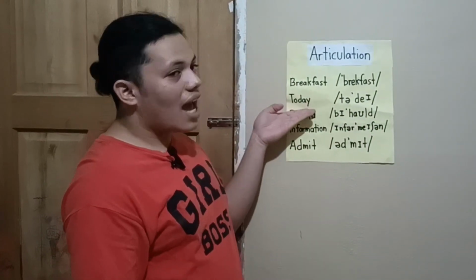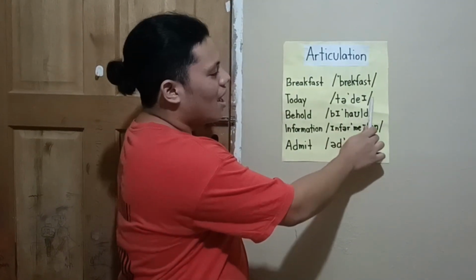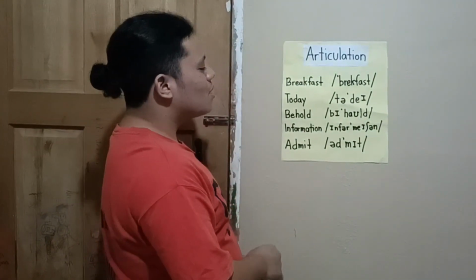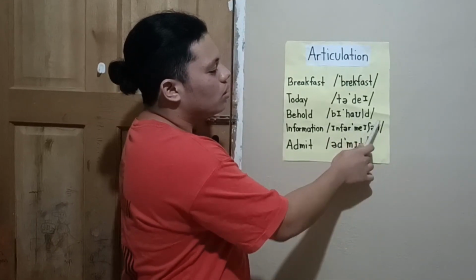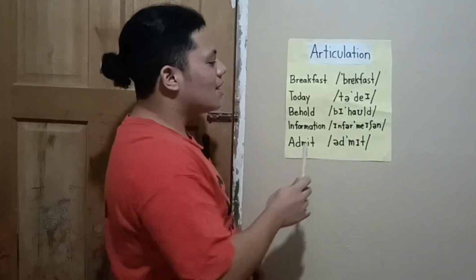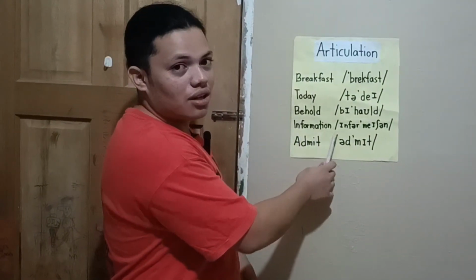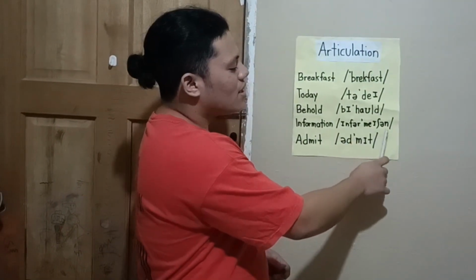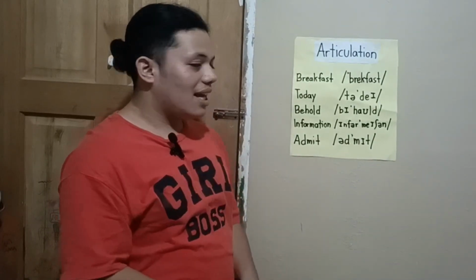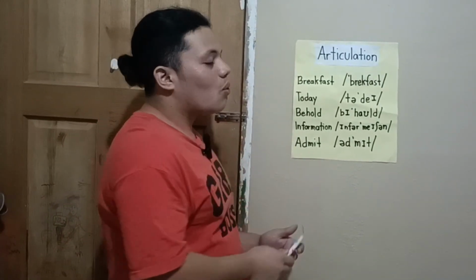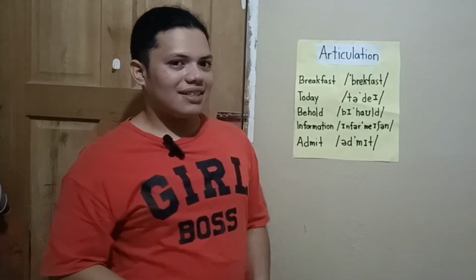Next is today. This is the phonetic transcription, today, like that. Next is behold. Here is the phonetic transcription. When you put the stress, it is behold, like that. Next is information. When we stress it, it is information, like that. And lastly, admit. When we say it with a stress, it is admit, like that.